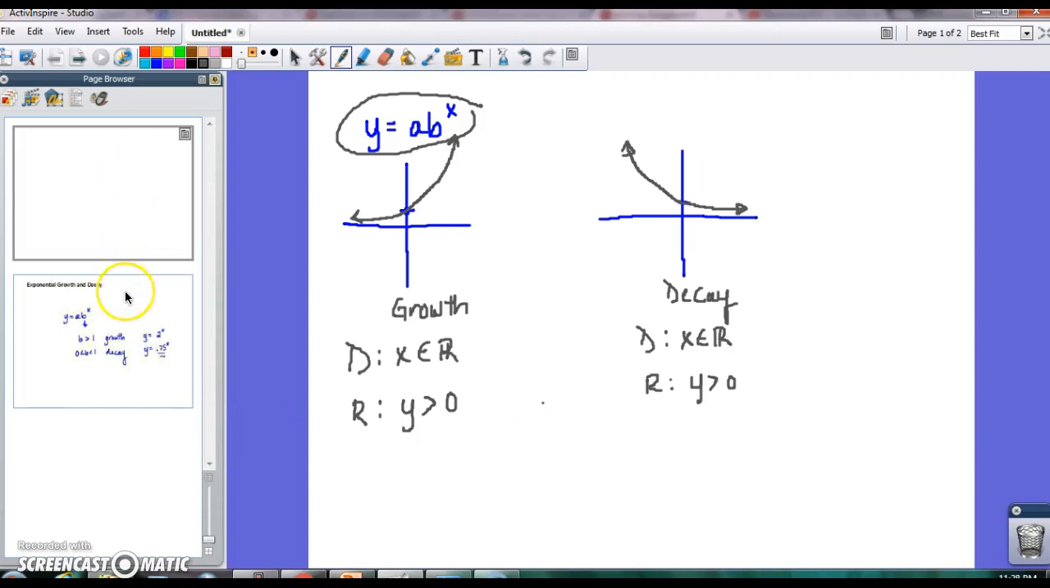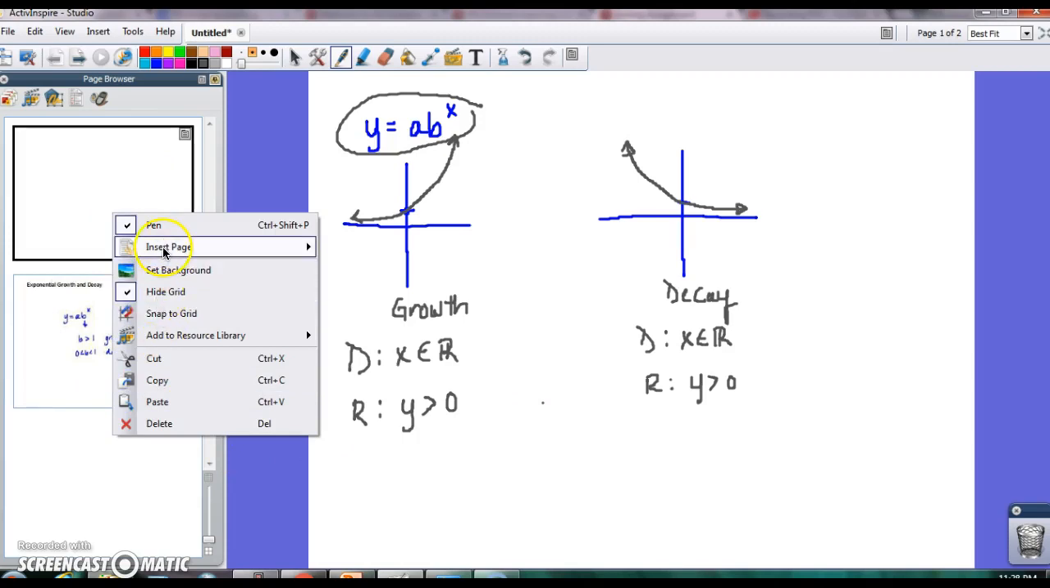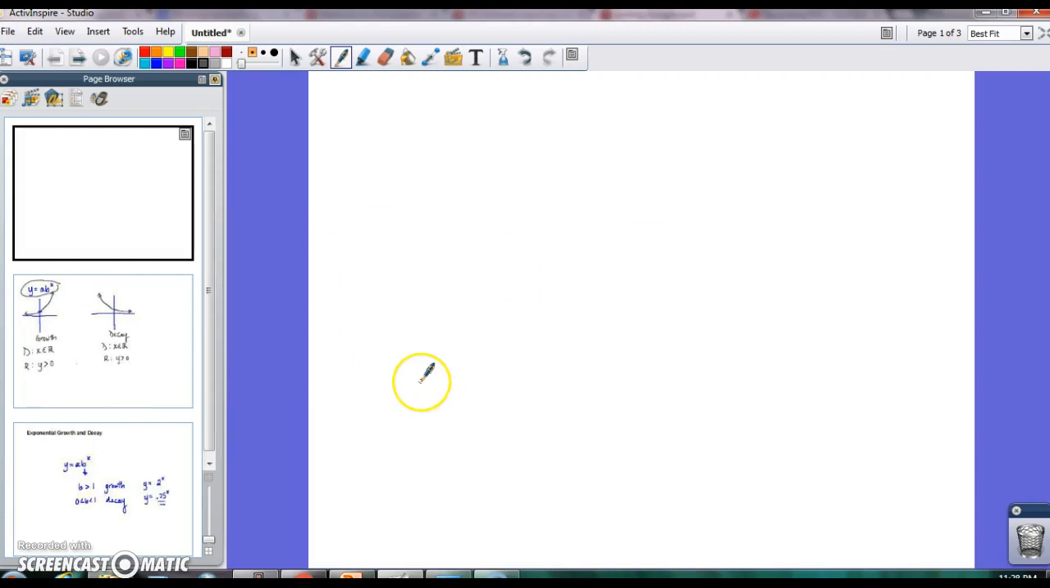Now, another important thing about exponential growth and exponential decay is that in y equals a times b to the x, b is your growth or decay rate, but a is your initial amount or starting amount. Sometimes they call it your principal amount when you're talking about money.